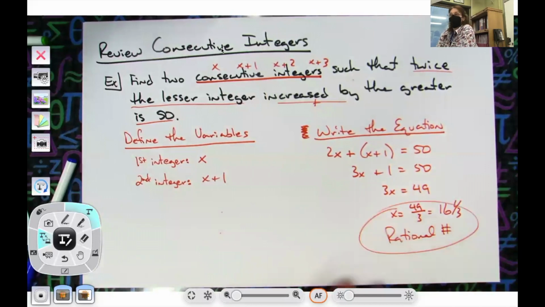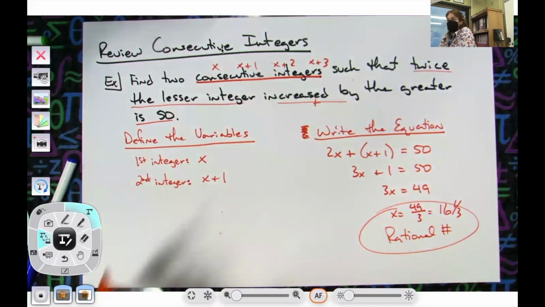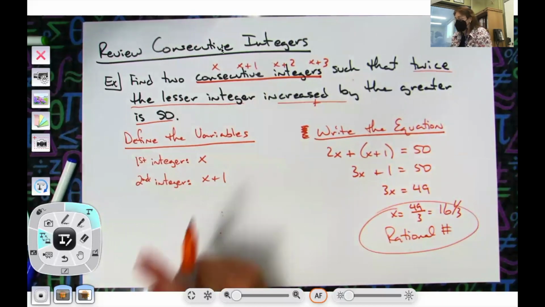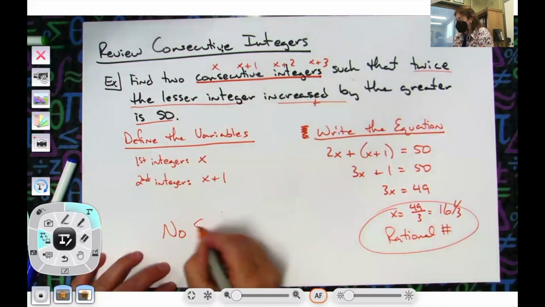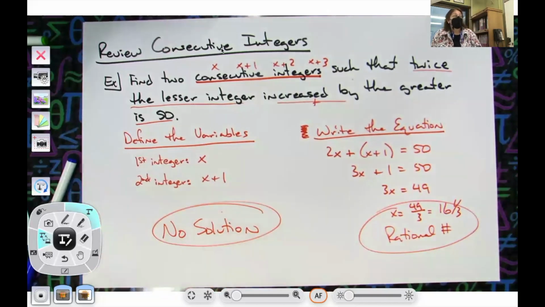That's why I had you memorize all the different numbers. It said find 2 consecutive integers. Can I find 2 consecutive integers with which this is true? I can't do it. That's why this one was a no solution. What they gave me for the problem, there are no such 2 consecutive integers that when you do that to it, when you take twice the lesser integer increased by the greater, you cannot get 50.